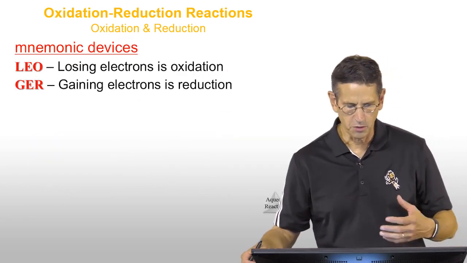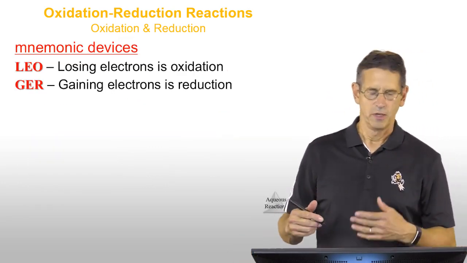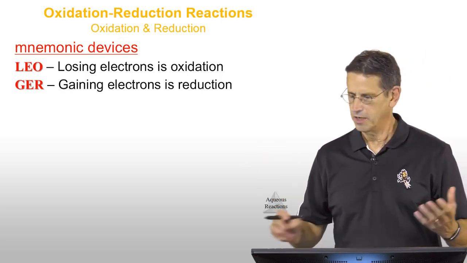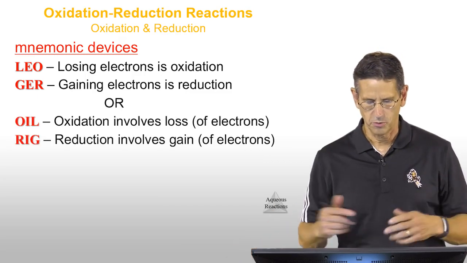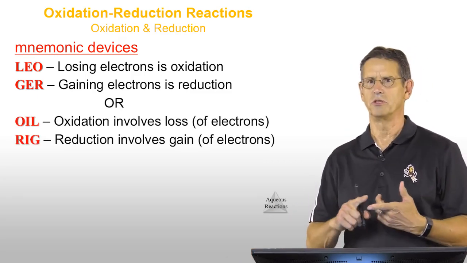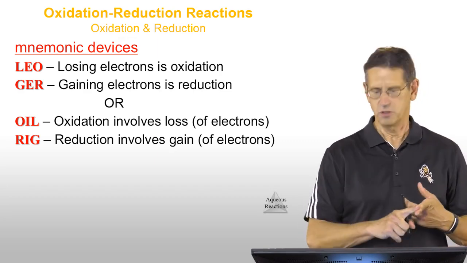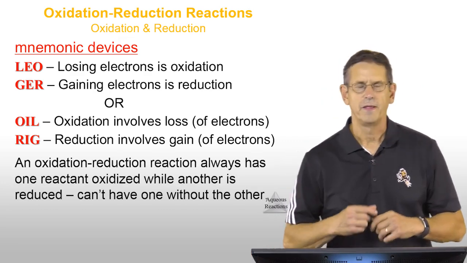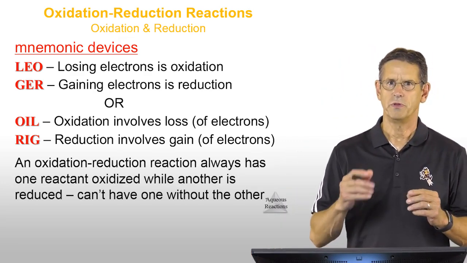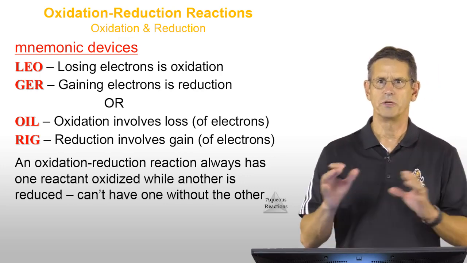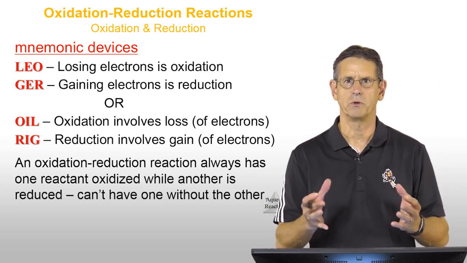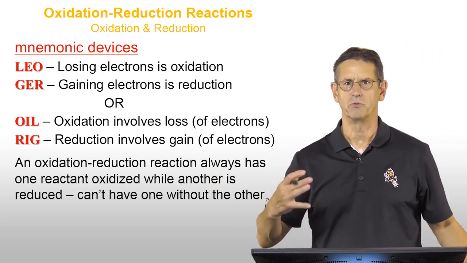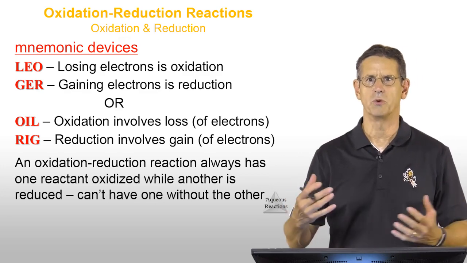Here are the two ways to remember this. LEO says GER, this has been around for ages. LEO GER: losing electrons is oxidation, gaining electrons is reduction. Here's another one. OIL RIG: oxidation involves loss of electrons, reduction involves gain of electrons. So keep these in mind. Another thing that's very, very important: you can't have oxidation occurring without reduction, or vice versa. When you've got a reaction going on, something is going to be giving up electrons, something is going to be gaining electrons, and we're going to teach you how to decide what's going on.